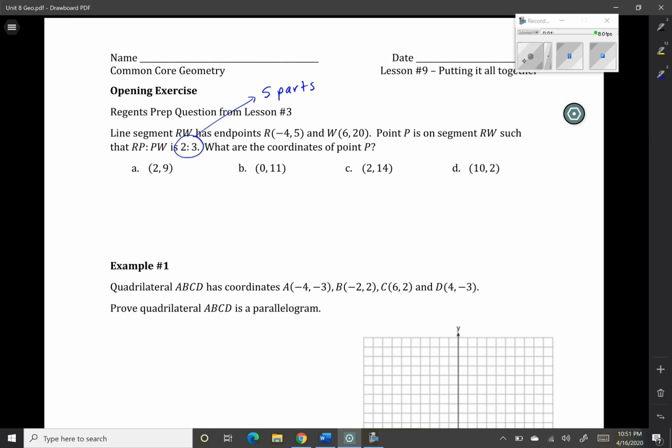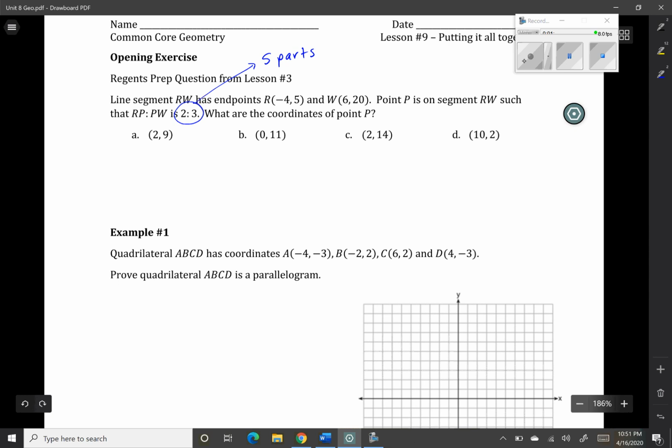Because I don't have a piece of graph paper here, I'm just going to sketch point R, which would be to the left, and point W, which would be somewhere over here to the right and a little bit higher. Looking at the X and Y values, if I connect those 2 points, I then can figure out how much I have to travel to the right and how much I have to travel up to get from R to W. So to get from -4 to +6, I would travel to the right 10 units. To get from 5 to 20, I would travel up 15 units.